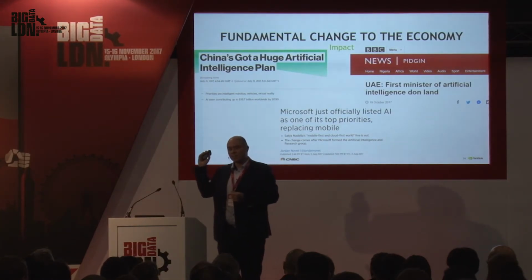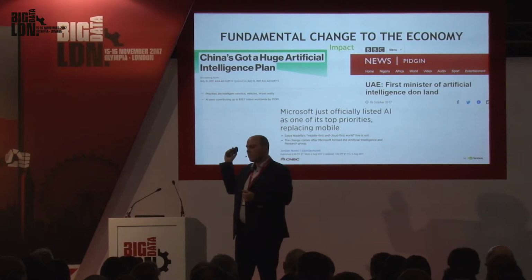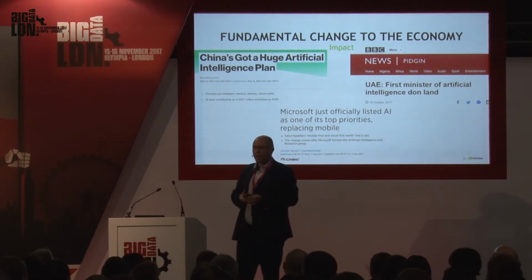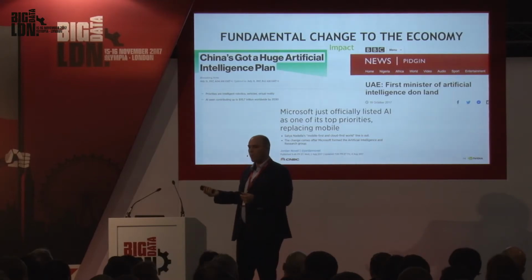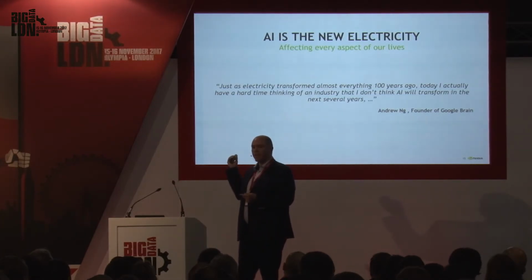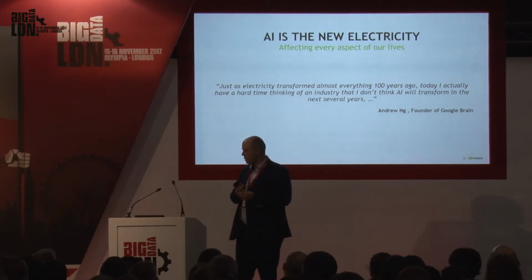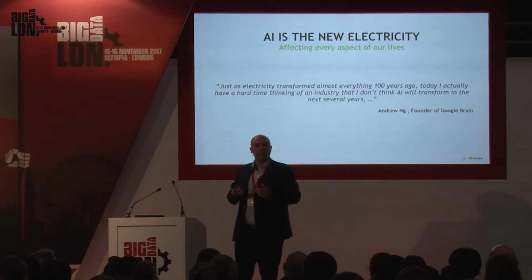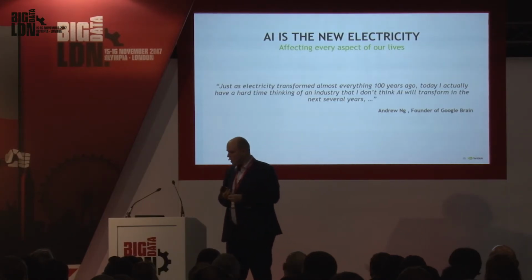So China investing literally tens of hundreds of billions of US dollars in AI research, UAE appointing a minister in artificial intelligence, Microsoft making AI one of the top priorities in terms of technology development. And Andrew Ng saying things like that. Andrew Ng is one of the most established machine learning researchers in the field. And so a lot of you would have used his latent Dirichlet allocation on a day-to-day basis.